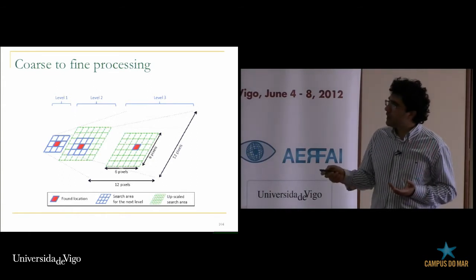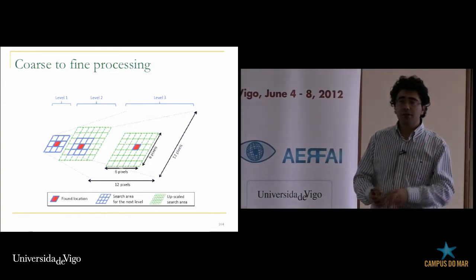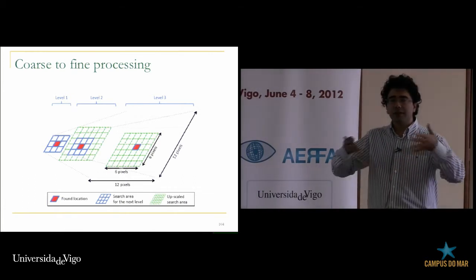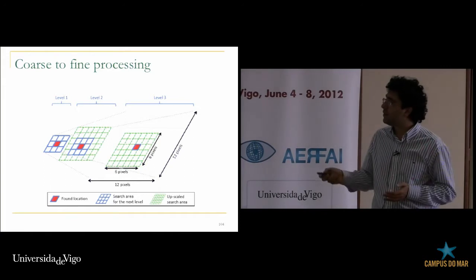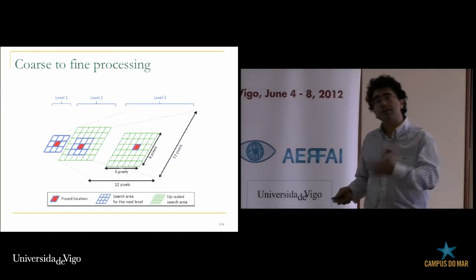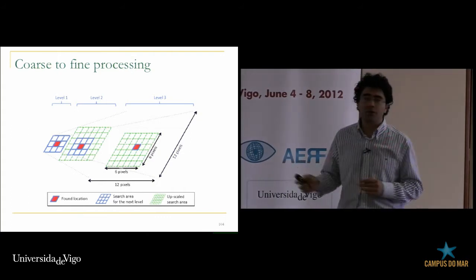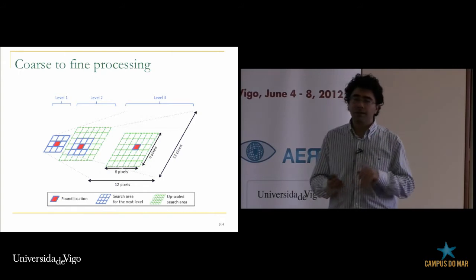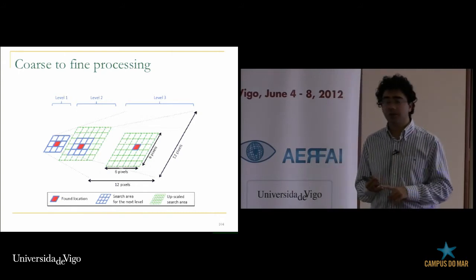So what we typically do is we downscale the image, we find a coarse location for the landmark, then we go to a next scale, maybe in a pyramid scheme. We search around this point, and then we go to an even higher scale, and then search around this point. So we proceed from coarse to fine. This helps both accuracy and speed.